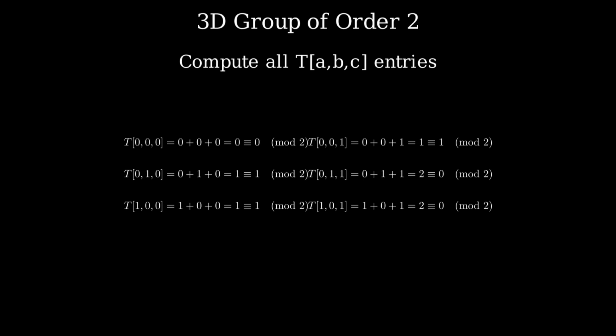T of 1, 0, 1 equals 1 plus 0 plus 1 equals 2, which is 0 mod 2. T of 1, 1, 0 equals 1 plus 1 plus 0 equals 2, which is 0 mod 2. T of 1, 1, 1 equals 1 plus 1 plus 1 equals 3, which is 1 mod 2. Now let's organize these into 2 by 2 slices.